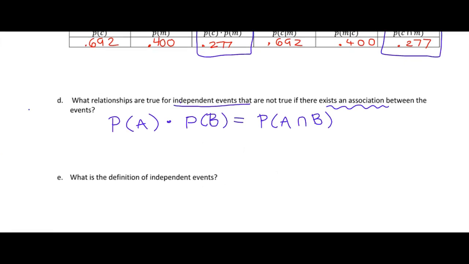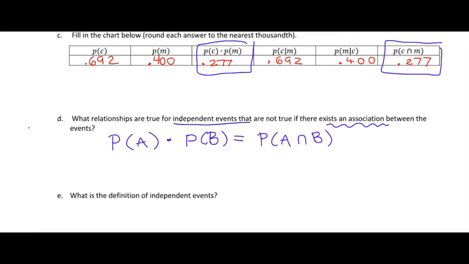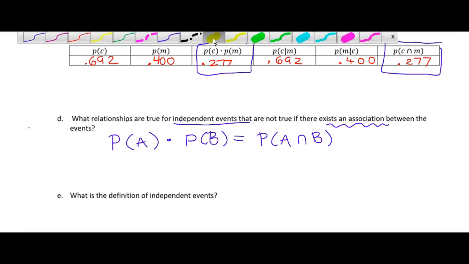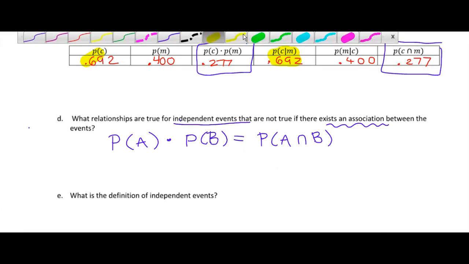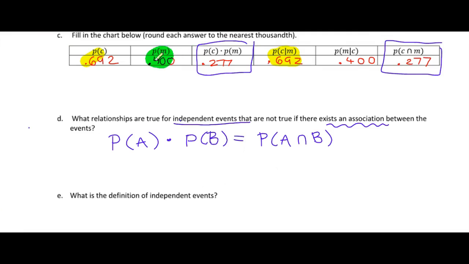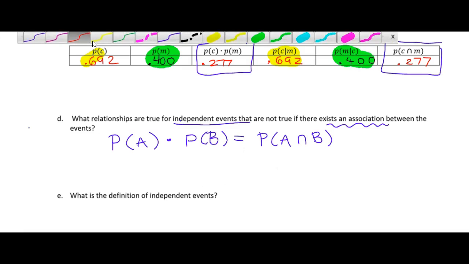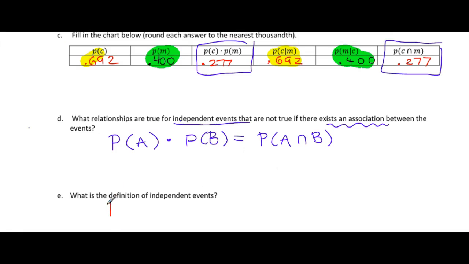Okay? Now, if we want to talk about the true definition of independent events, we're going to look here, and we're going to go to the other parts of our table that we haven't looked at yet. So we're looking at the probability of C happening. So if you notice, that is the same as the probability of C given M. Similarly, if you look at the probability of M happening, that's the same as the probability of M given that C happened. Now this is only going to occur when things are actually independent.